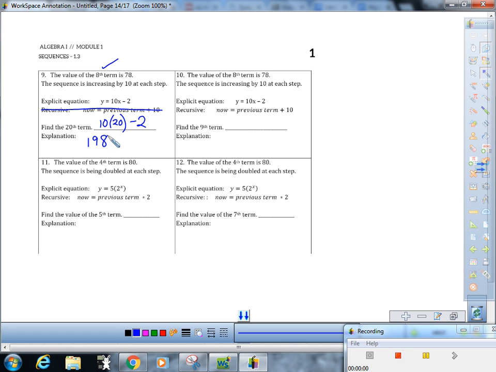Okay, the value of the 8th term is 78. The sequence is increasing by 10 at each step. To find the 9th term, we could just take the 8th term and add 10. So we're just going to call this 88. That was easier. Slightly, I guess. Slightly easier than using the explicit.